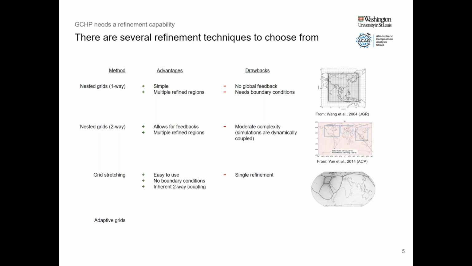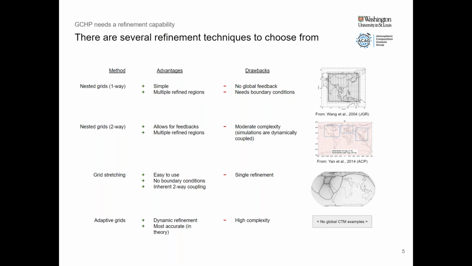And so then the third technique, and the one we're talking about today, is grid stretching. This is where you literally stretch or warp the grid so that you get fine resolution grid boxes in the region that you're studying. Some of the nice things about it is that it's really quite easy to use for the end user. It's a single simulation, so it doesn't require any boundary conditions, and you do get that inherent two-way coupling. Now, the primary drawback of grid stretching is that you do only get one refinement.